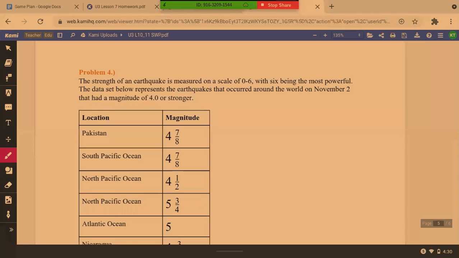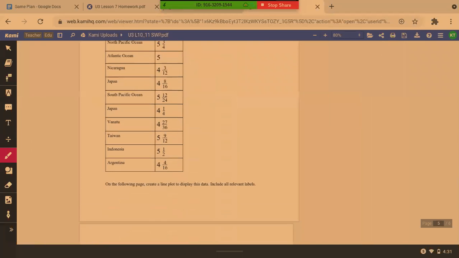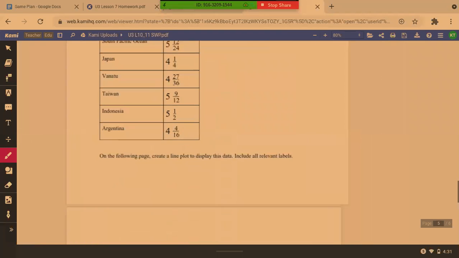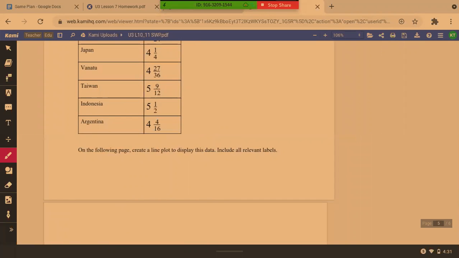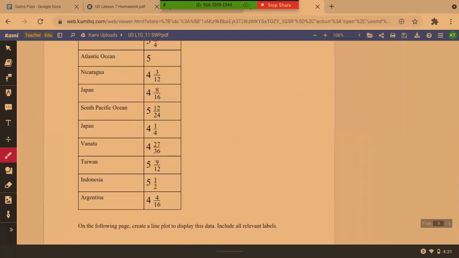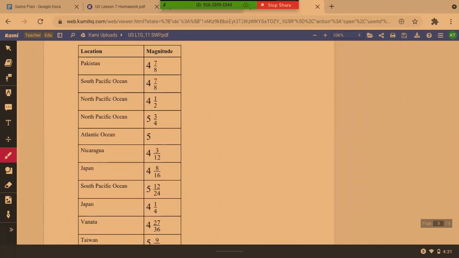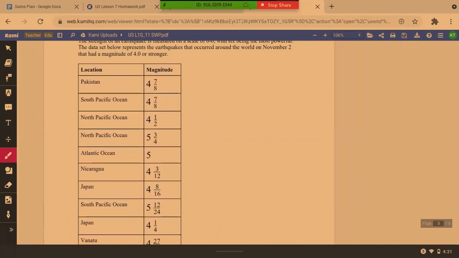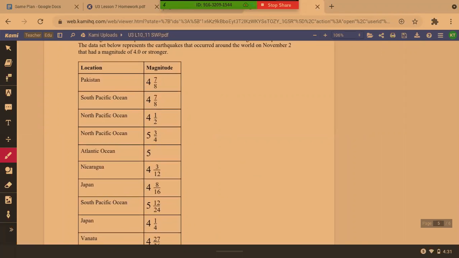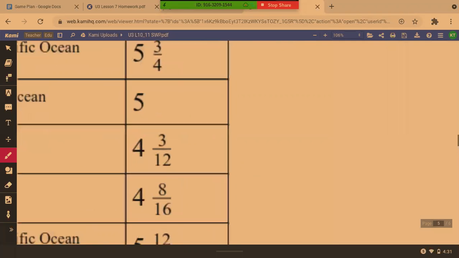November 2nd that had the magnitude of 4 or stronger. Okay. Whew, this is a lot. On the following page, create a line plot to display this data. Include all relevant labels. Okay, so I'm looking through these mixed numbers, and I'm noticing that we can simplify some of these. So let's go through and simplify these mixed numbers.